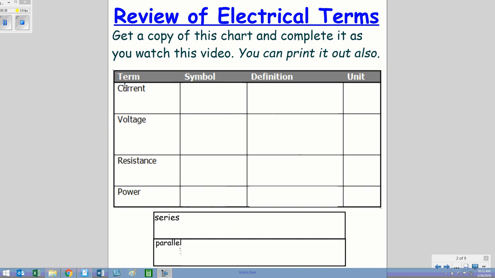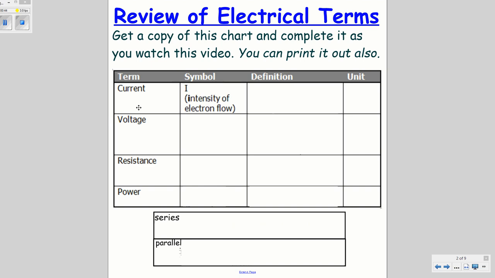So we're going to be going through and defining what is a current. The symbol for current is I. And if you wonder why, I stands for intensity of electron flow. Current is how the electrons flow through a conductor. And the unit is amps or ampere. We'll say amps, AMP. Well, that's what everybody says.